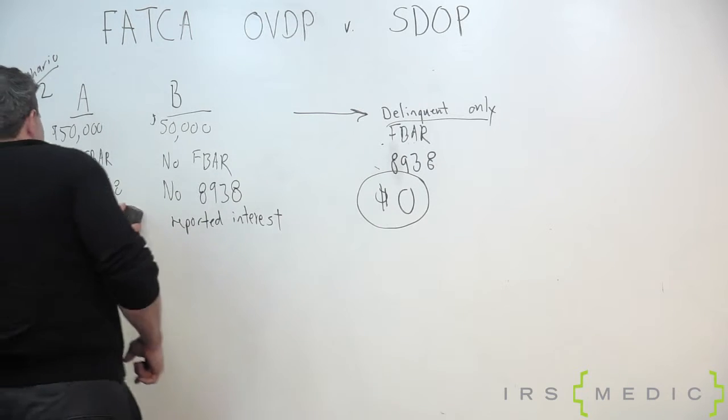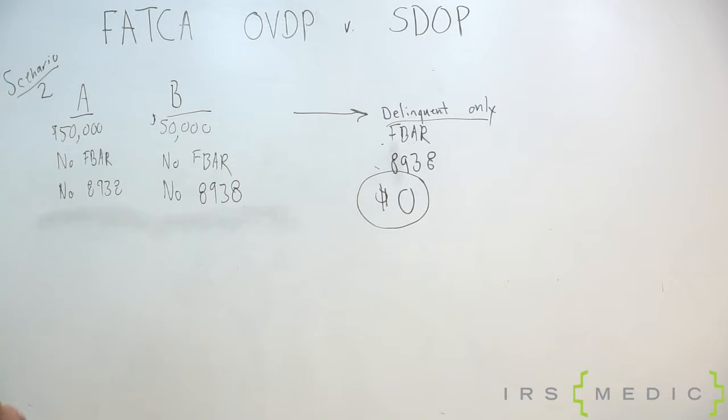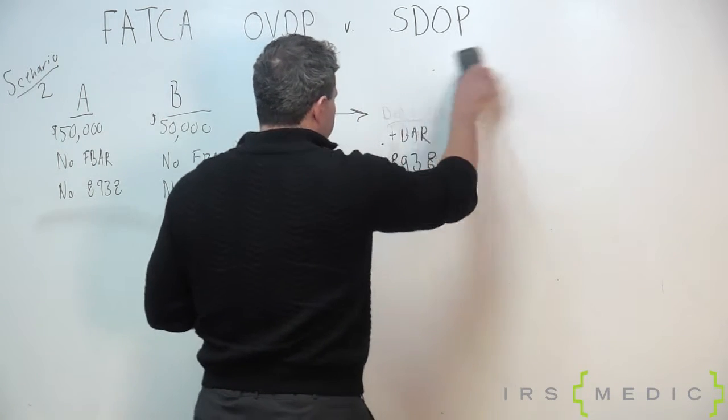Delinquent submission only. There's no penalty. All you need to do is file your FBAR and your 8938. Got it. Now I'm going over to scenario number 2. Okay? We're going to change the facts a little bit.